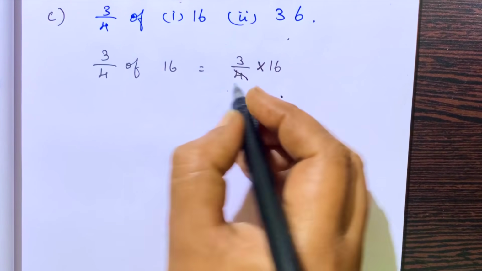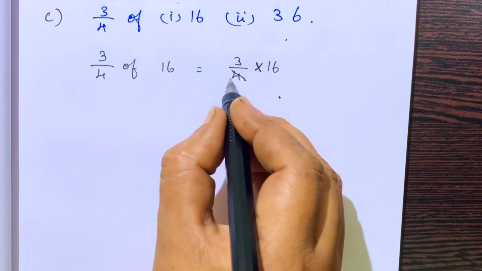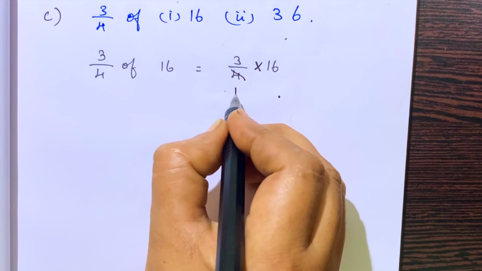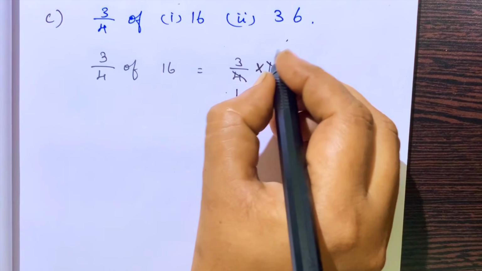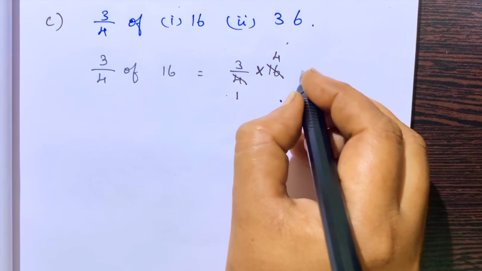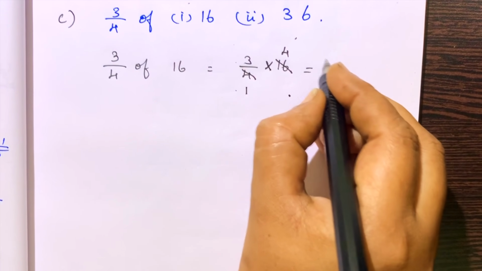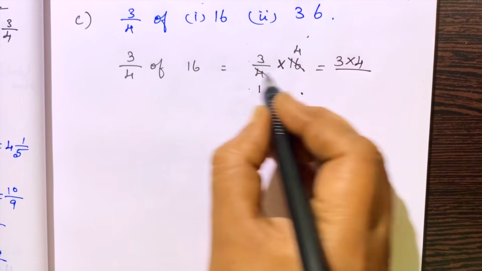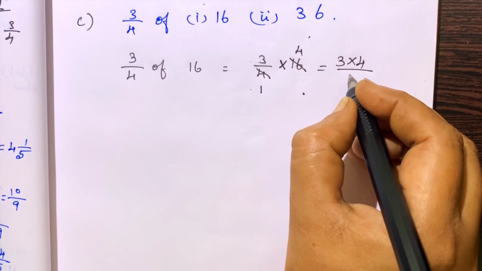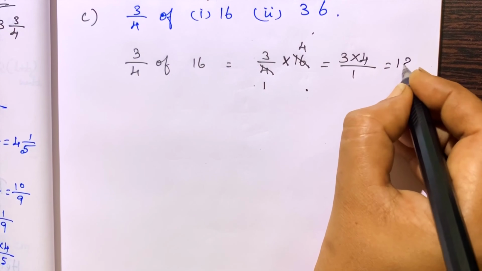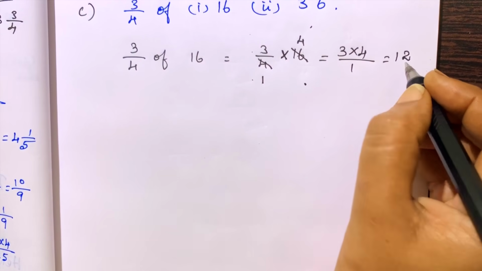So here this is divisible by 4, this is also divisible by 4. 4 1s are 4. Here 4 4s are 16. So is equal to numerator into numerator, that is 3 into 4. Here 1 only we have. So 12 by 1 is equal to 12.